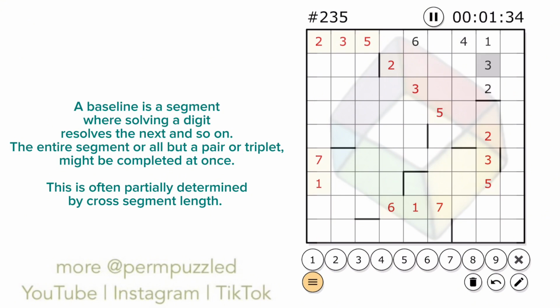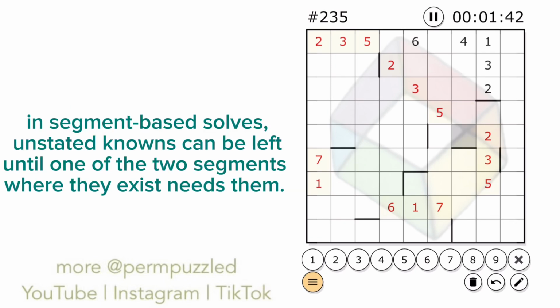And here's the main theme of the whole puzzle, 2s and 3s. This 2, 3, and 2, 3 force 2 and 3 into the lower half of this segment. But that can't be a 2. We're going to do that all night long. 1, 4, 1.